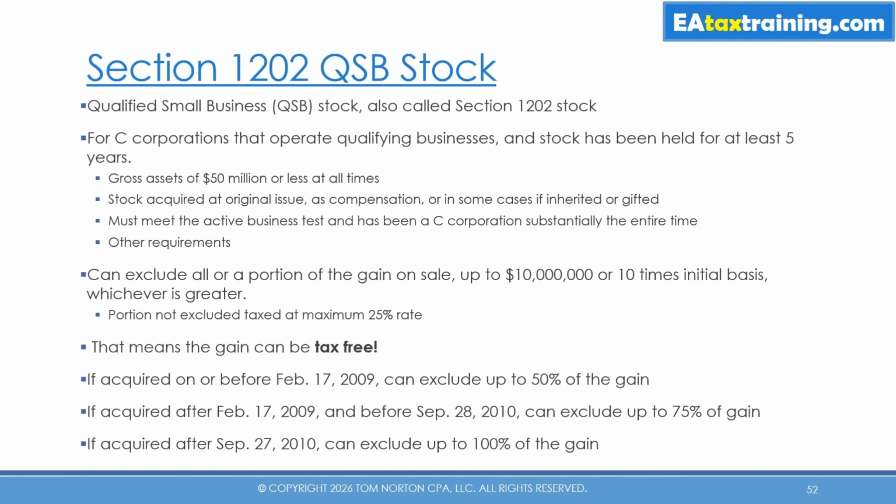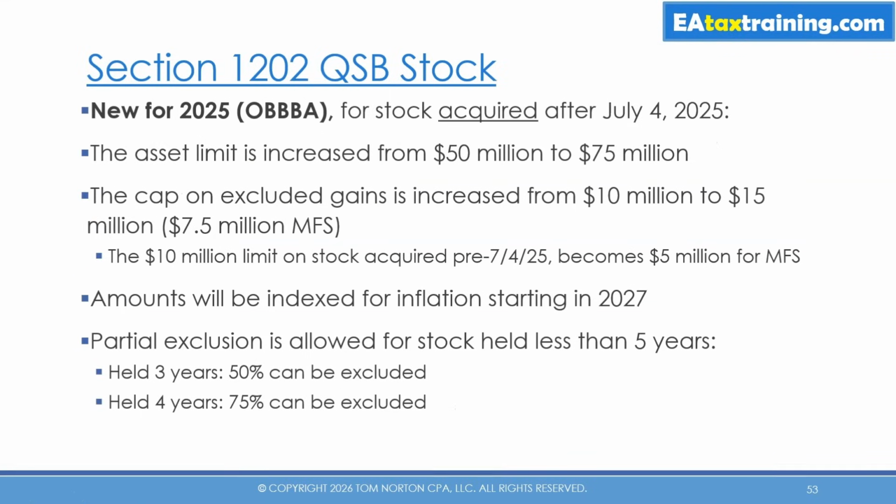Now you can see there are these other dates. If you acquired the stock before February 17th of 2009, then you can only exclude 50% of the gain. If it was between these dates in 2009 and 2010, you can exclude up to 75%. If it was acquired after September 27th of 2010, then you can exclude the entire gain. There are some new rules instituted by the OBBBA regarding Section 1202 stock, and these rules are favorable. But this applies only for stock that was acquired after July 4th, 2025.